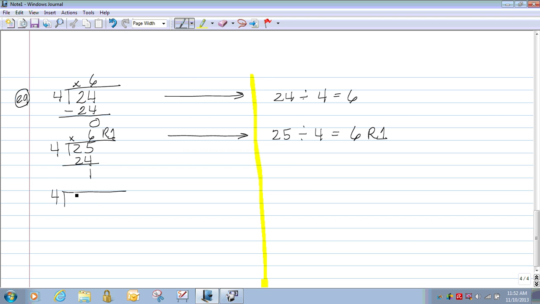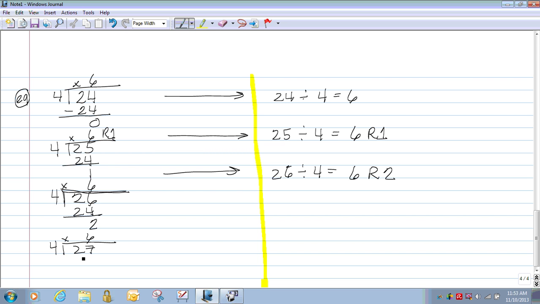Let's divide 26 by 4. And I know that 4 times 6 equals 24. I have a remainder of 2. So I have 26 divided by 4 equals 6 with a remainder of 2. If I have 27 divided by 4, that is 6 with a remainder of 3.